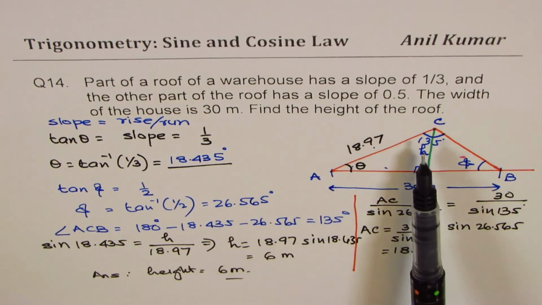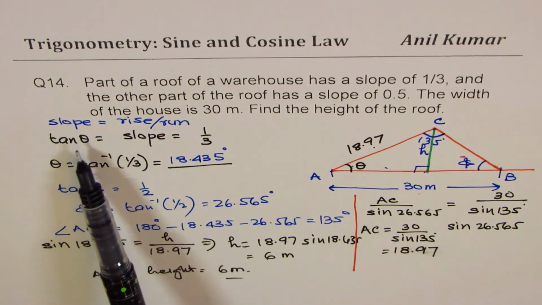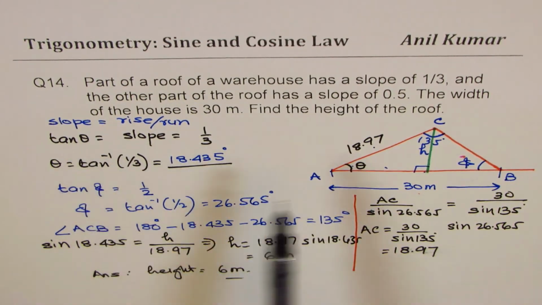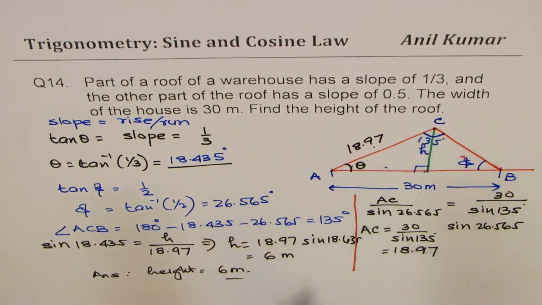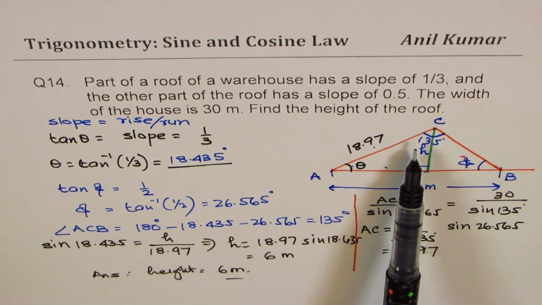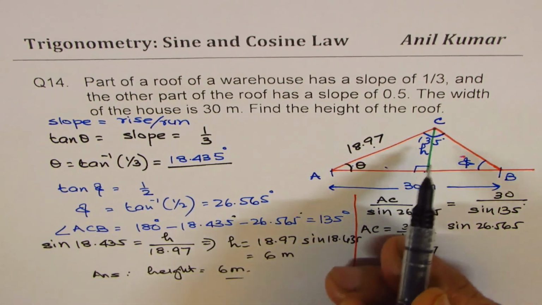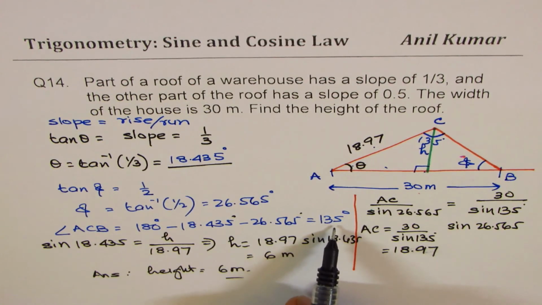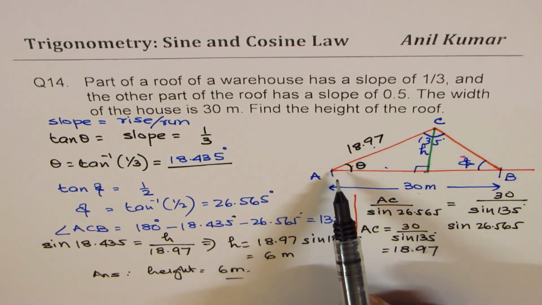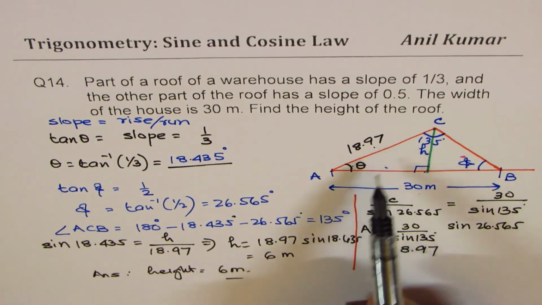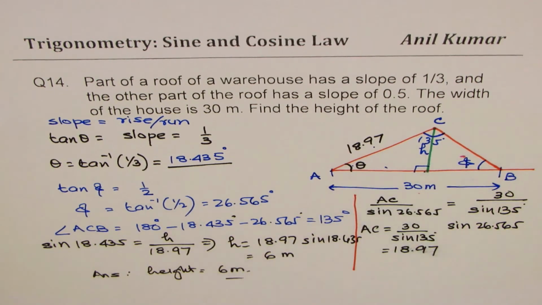So I hope you understand and appreciate how we solved this question. Slope basically is rise over run, and slope can be given by tan of the angle. Tan is rise over run, right? So we found these two angles. Once we knew two angles, we found the third angle using the fact that the sum of a triangle's angles is 180 degrees. So when you take away the sum of the other two, you get the third angle, which is 135 degrees for us. Now we calculated one of the sides of the roof using sine law and then applied trigonometric ratios in a right triangle to calculate the height.